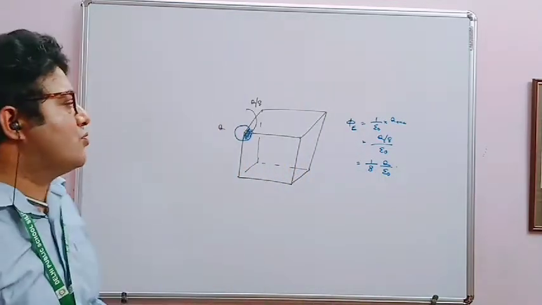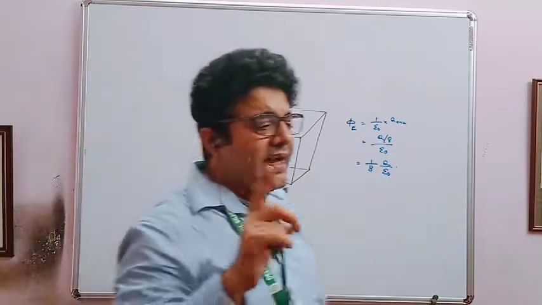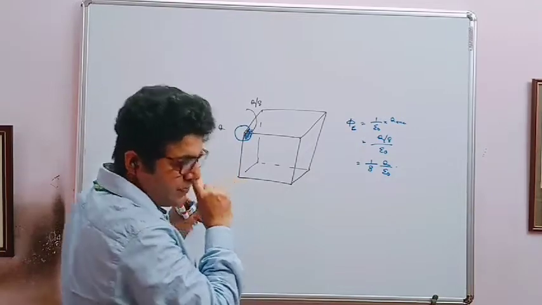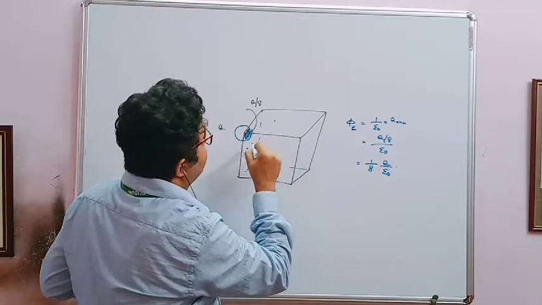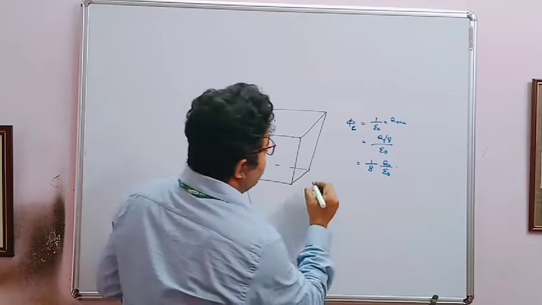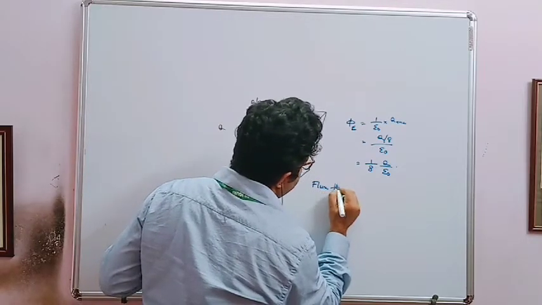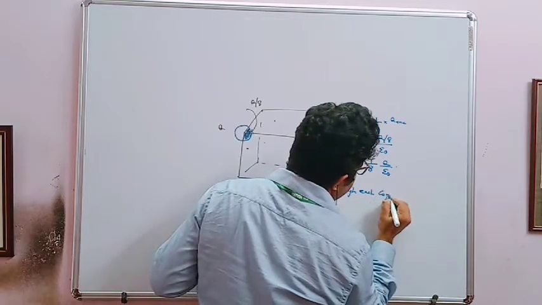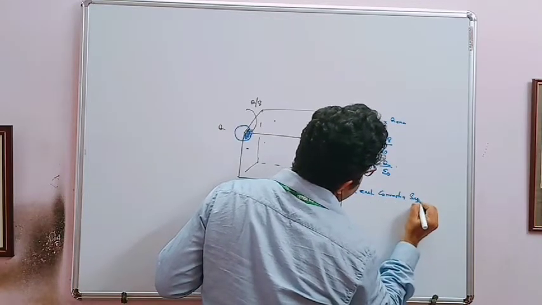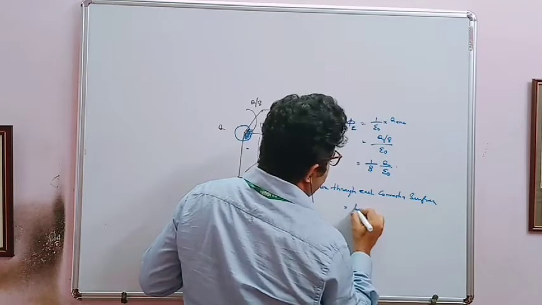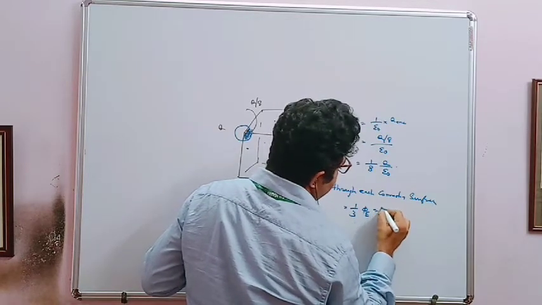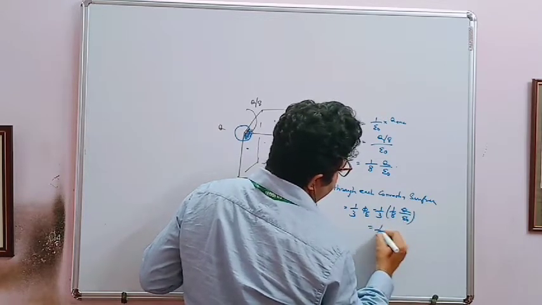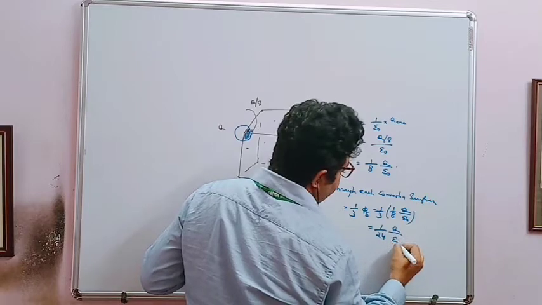Now they ask you one more question. Find the flux through each connecting surface. So how many connecting surfaces do you have? 3. So flux through each connecting surface is 1/3 of this, that is 1/3 of 1 by 8 Q by epsilon naught, that is 1 by 24 Q by epsilon naught.